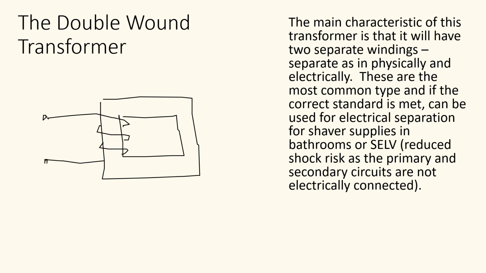That will then be your primary side, where your primary volts will go in, and then on this side another winding, because this is a double wound transformer. This is your secondary winding.